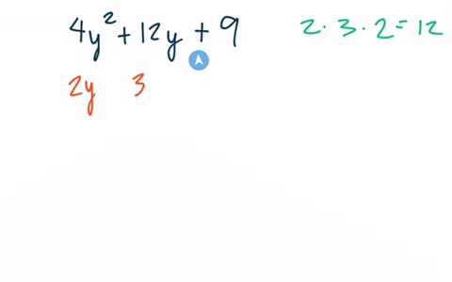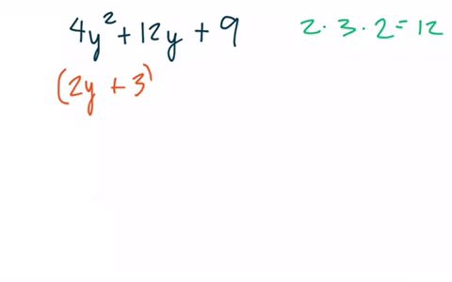Well, I know it's going to be positive because the middle term is positive. So since this is positive here, this tells me this is going to be positive, or plus. Okay? So here I have 2y plus 3.